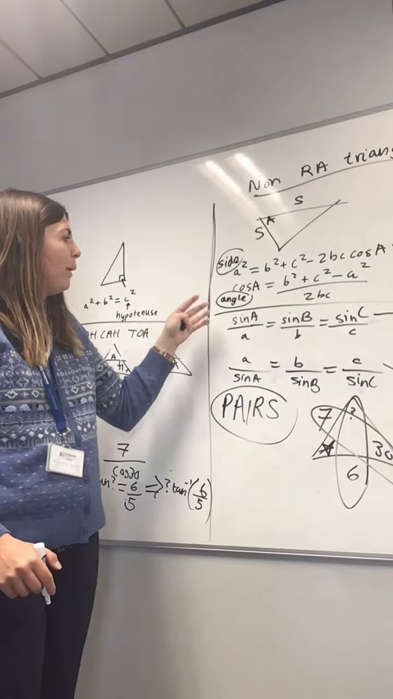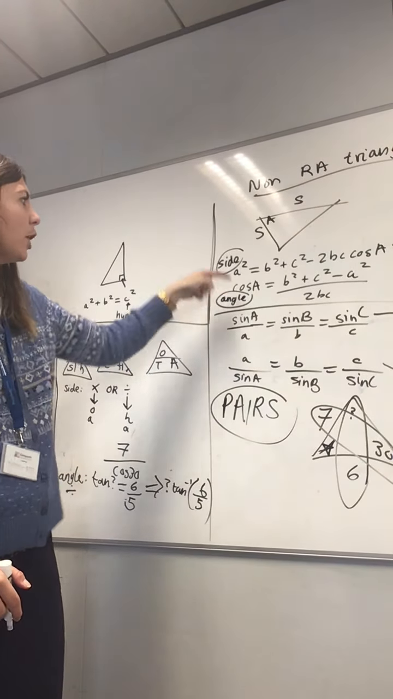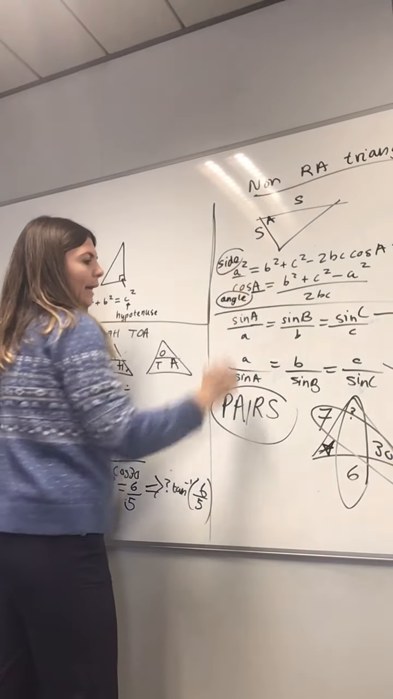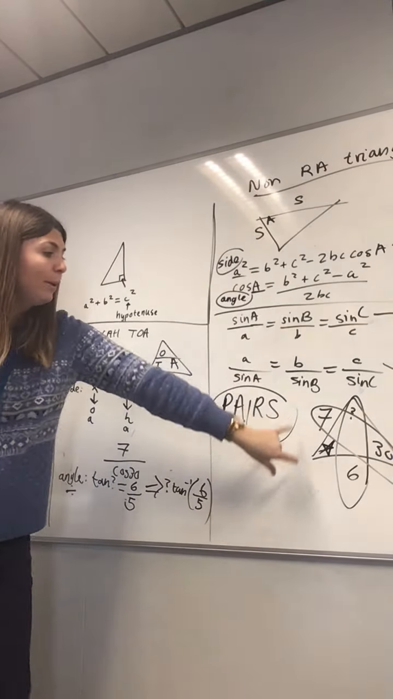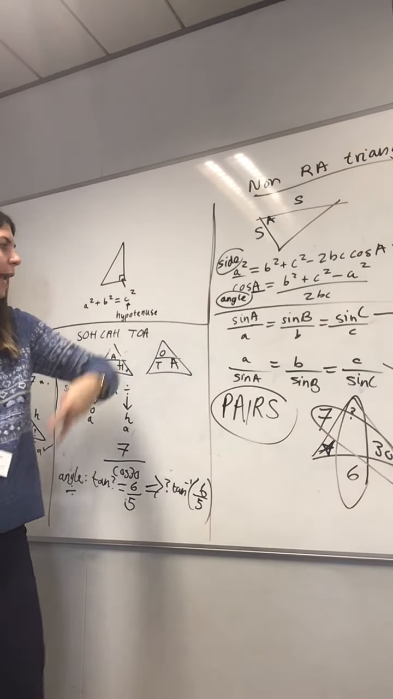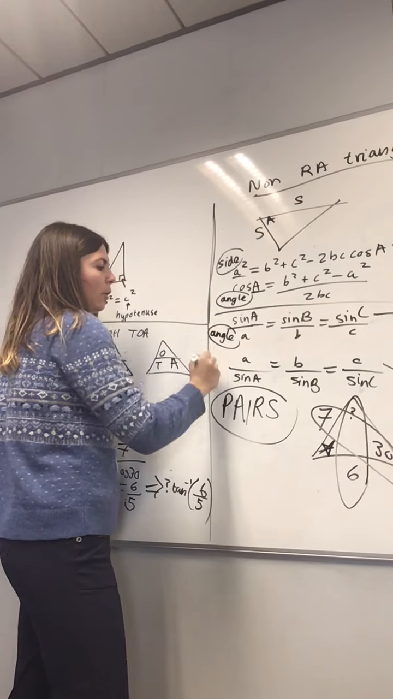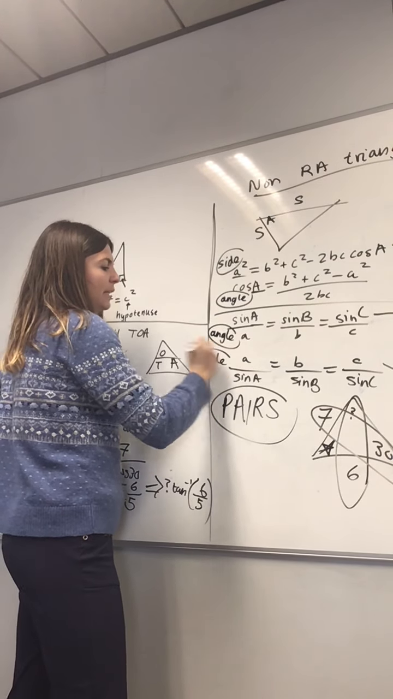We always put what we want on top or on its own. So this is a side, so we put the side on its own. This is an angle, so we put the angle on its own. Now, if we want to find an angle, we're going to put the angle on top. So this is for finding an angle. We put the angle on top, and then the bottom one is for finding a side.